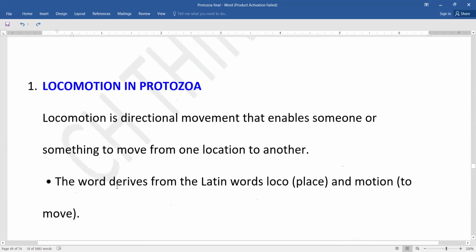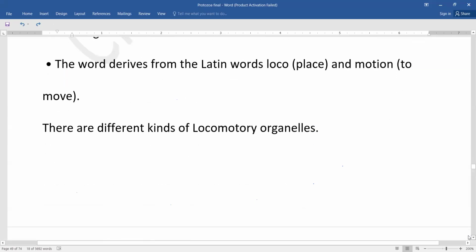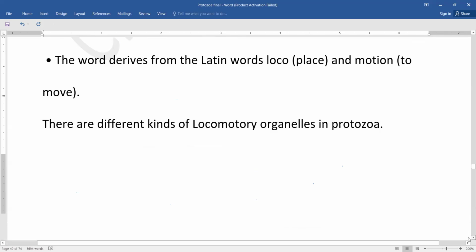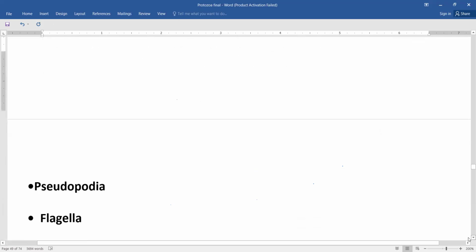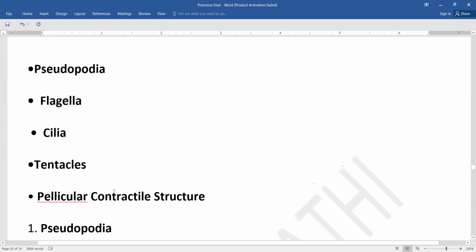The word was derived from the Latin words loco, place, and motion, to move. And there are different kinds of locomotory organelles in protozoa or protozoan animals. We know pseudopodia are there, flagella are there, cilia, tentacles. Some pellicular contractile structures are also seen.